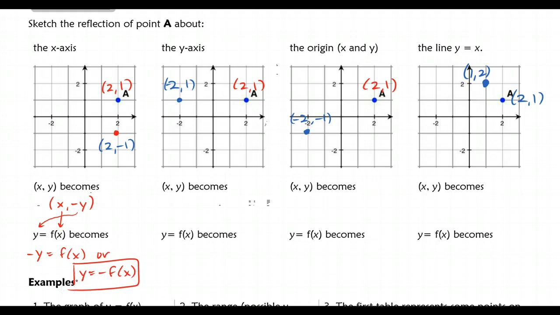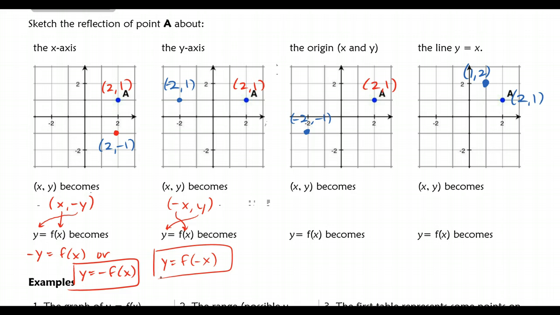Now, in a reflection about the y-axis, the point 2, 1 became negative 2, 1. In other words, x, y now becomes negative x, y. So again, by substitution here, I'm going to substitute these values in. y now equals f of negative x.